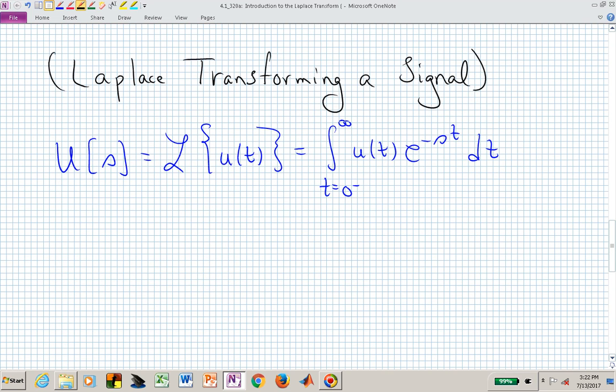What does that look like? Let's see if we can calculate it. So now capital U of s is going to be this integral from t equals 0 minus to infinity, and we want to know what is u of t as a function of time from 0 to infinity, and we've picked one that's pretty easy. It's constant. It has a value of 1 from 0 minus all the way up through infinity, or to infinity. e to the minus st dt.